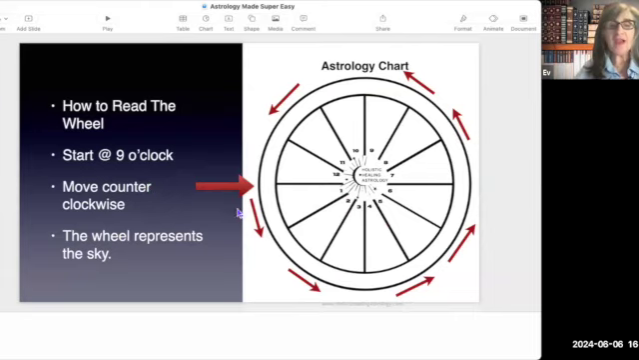So we have a start here, which is also called the ascendant. It's at 9 o'clock on the clock position, and it goes counterclockwise, and it represents the sky. Okay?